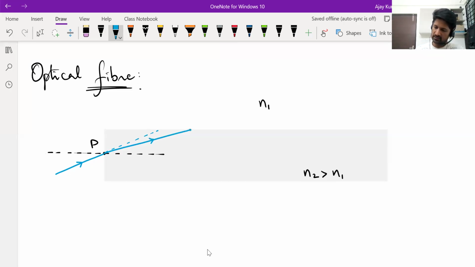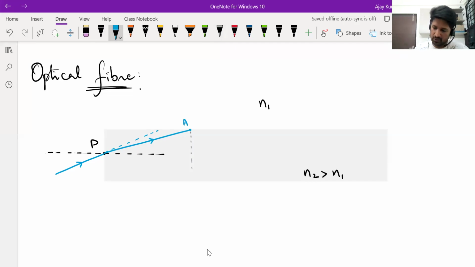But again, you can see that there is some incidence happening here. The light is incident from that denser material onto a rarer medium. Yes or no? Yes, sir. Now, when light is incident from a denser medium onto a rarer medium, what happens? It should bend away from the normal. And it's also possible that it undergoes total internal reflection. Yes or no? Yes, sir. When going from denser to rarer medium, TIR is possible.